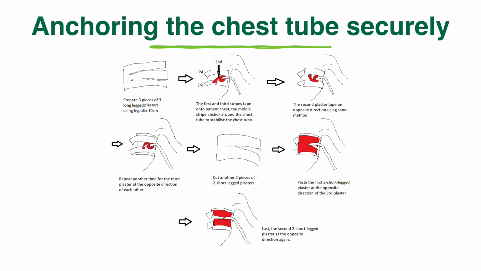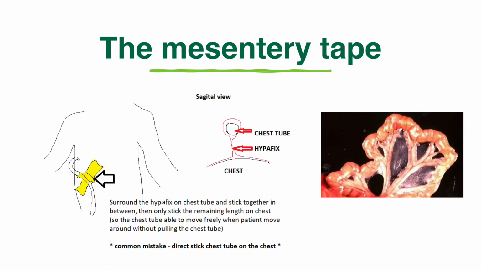Next, cut two pieces of short leg plaster. Paste the first short leg plaster in the opposite direction of the third plaster. Lastly, the second short leg plaster in the opposite direction again. Ensure the tubing is taped against the patient's skin in mesentery style. This is to prevent the chest tube from falling off and also prevent pulling of the drain.